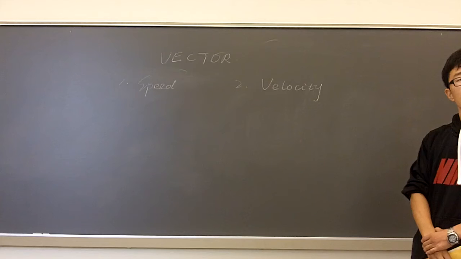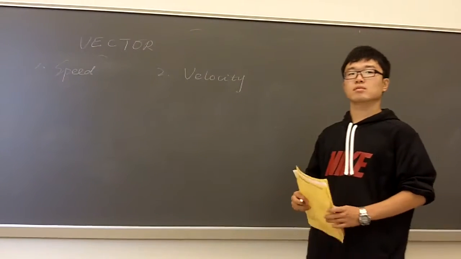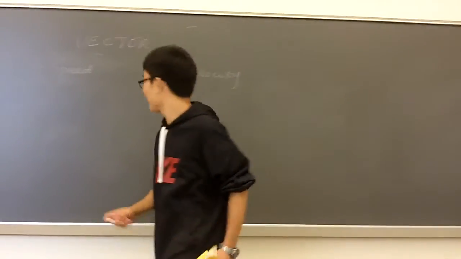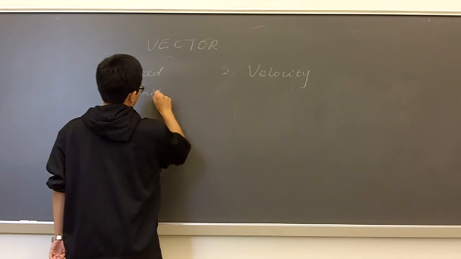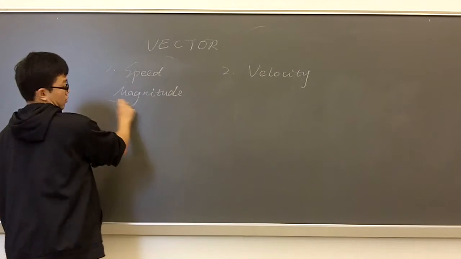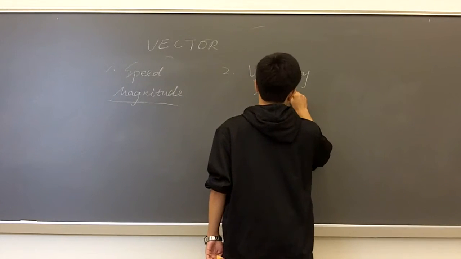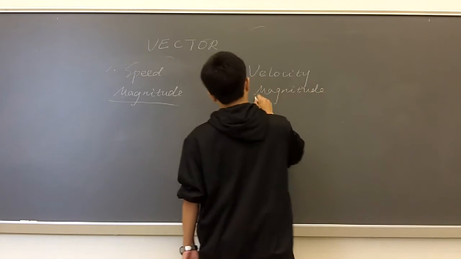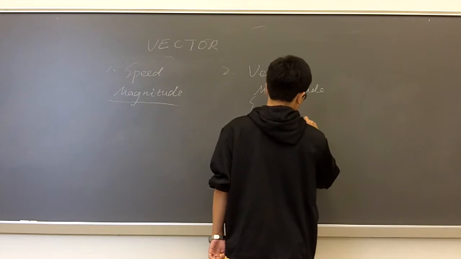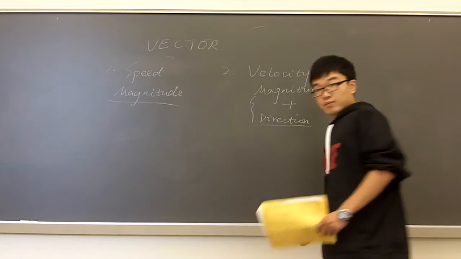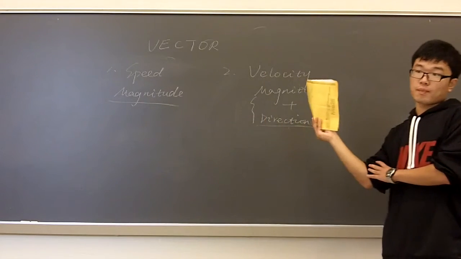Speed has only magnitude, and velocity has magnitude and also direction. Good answer. Thank you. So speed only has magnitude. Velocity has not only magnitude but also direction. So direction is the difference between speed and velocity.